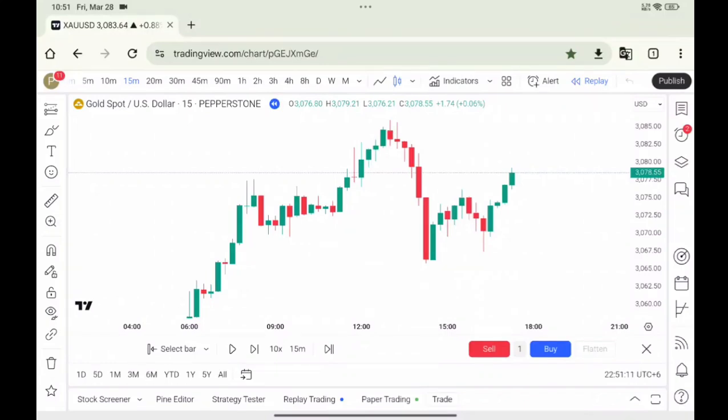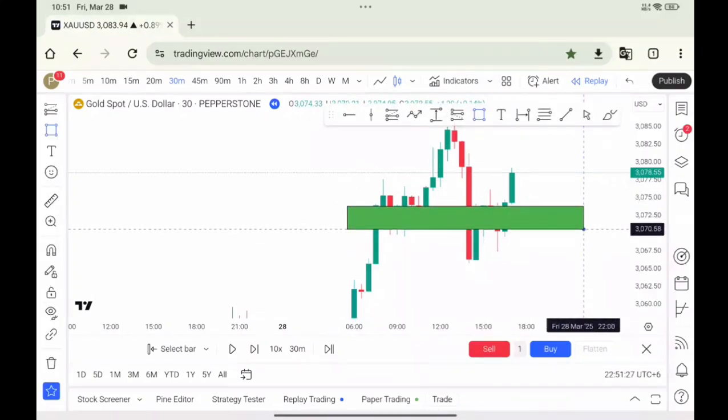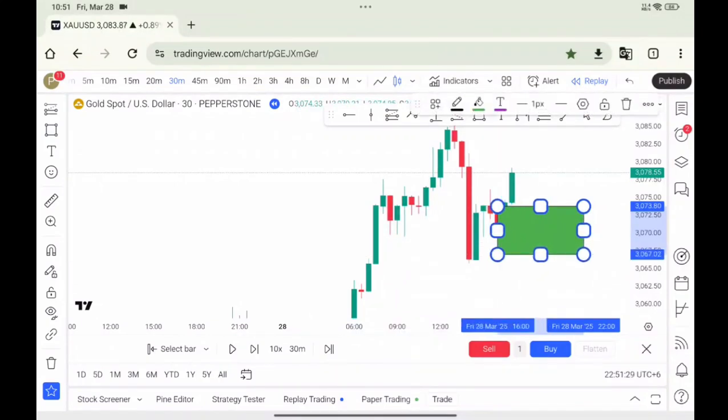So first of all, I already sent a screenshot of a trend line. Apart from that, if you look here, you see nothing, only an H4 engulfing and a 30-minute engulfing buy, which we have here. This is our 30-minute engulfing buy.